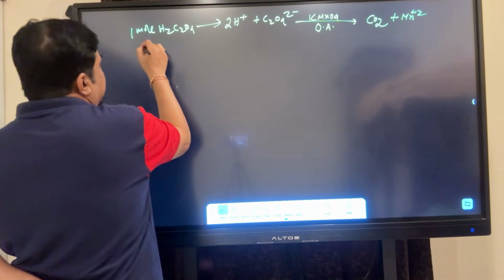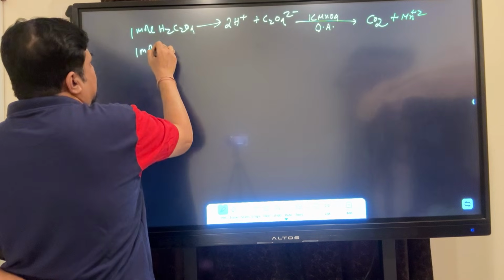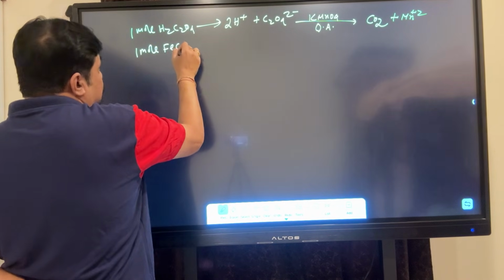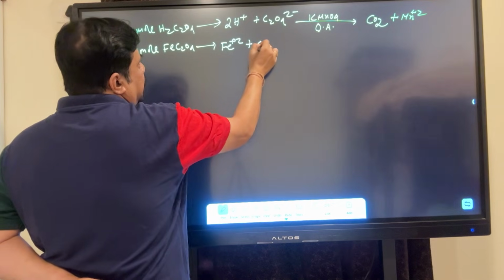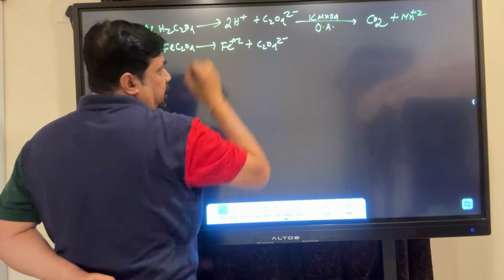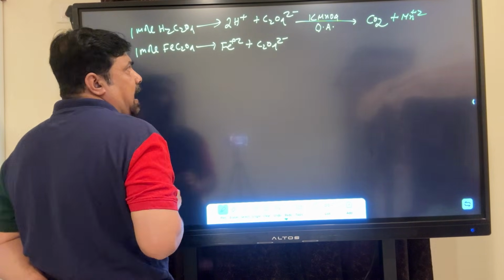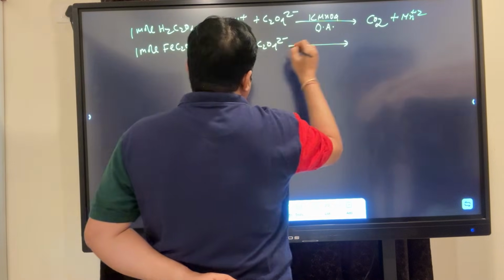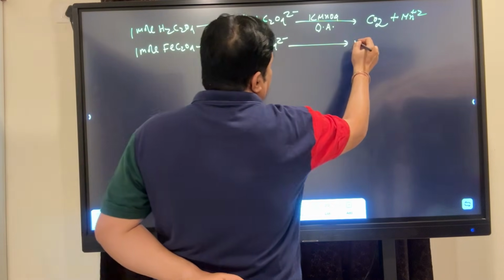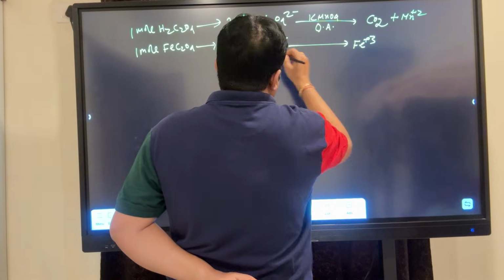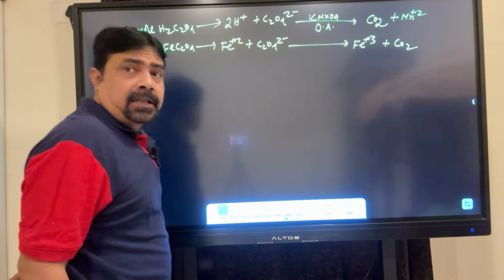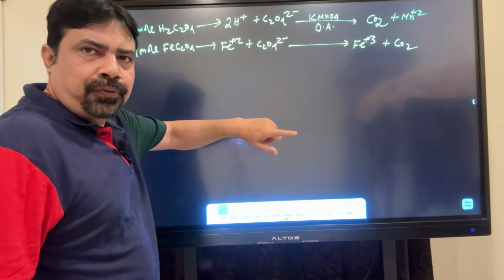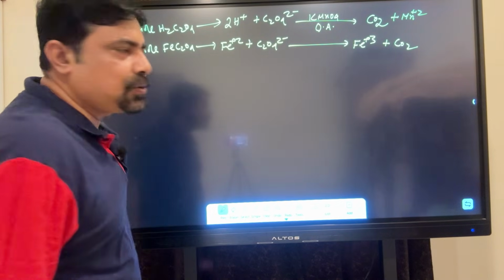Now in terms of ferrous oxalate, what will happen? 1 mole of ferrous oxalate also is there. In ferrous oxalate, there is iron plus 2 and it gives oxalate. Here two things will be oxidized by KMnO4. Iron plus 2 will be converted to iron plus 3, as well as oxalate will be converted to CO2. You need clarity on what reactions are taking place over here for KMnO4.